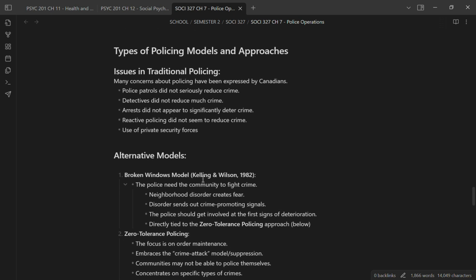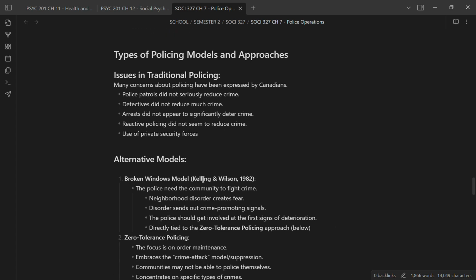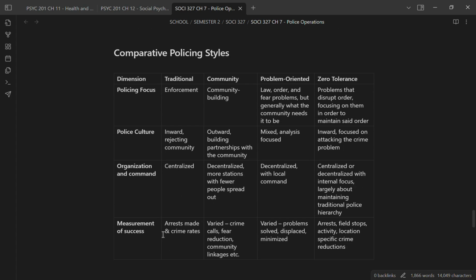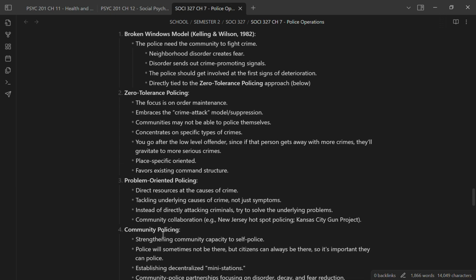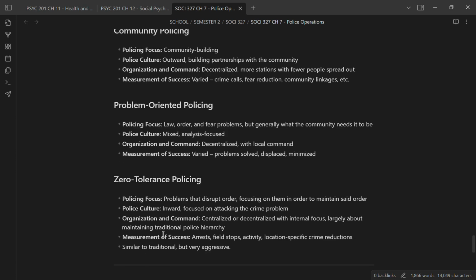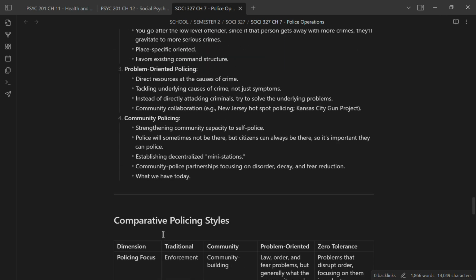Let's look at different policing models and approaches here. So how this is going to work, we have a general breakdown here, and then we look a little bit lower, and we have an expansion of that, right?